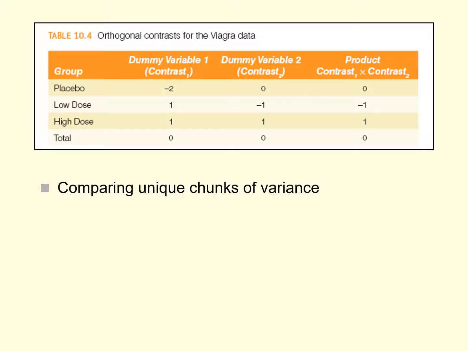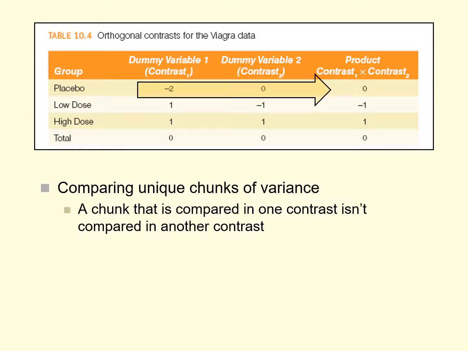Now, we're also comparing unique chunks of variance, and what that means is that a chunk of variance that's pulled out in one contrast isn't included in another contrast. What I mean by that is, in the first contrast, we're comparing placebo to low and high dose. So in a sense, we're isolating placebo and comparing it to those other two groups. We don't want to then recycle placebo in our second contrast, like compare placebo to just the high dose group. We could do that, but those wouldn't then be unique comparisons. They wouldn't be orthogonal comparisons.